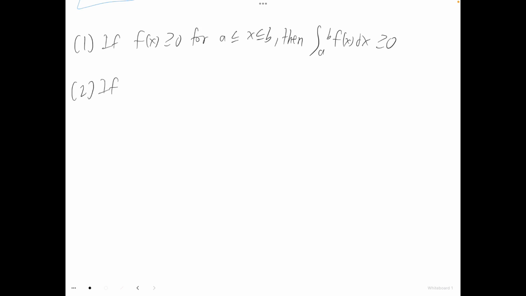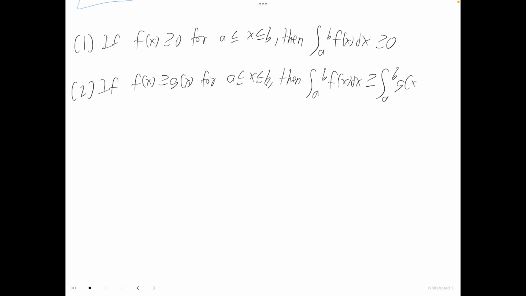Next, if f of x is greater than or equal to g of x for a less than or equal to x less than or equal to b, then the integral from a to b of f of x dx is greater than or equal to the integral from a to b of g of x dx. And the idea here is just using basically the previous one.